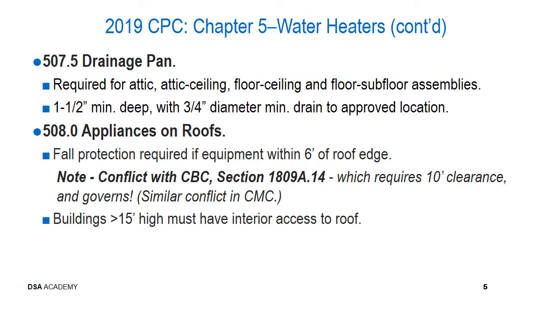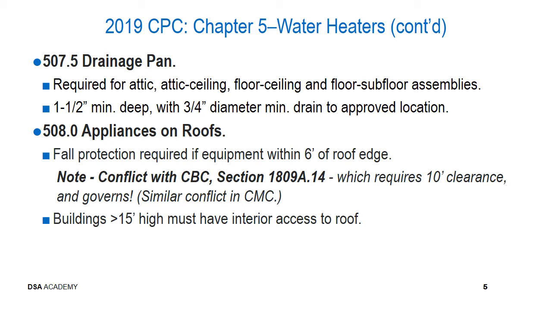You may also remember seeing in the last image that the water heater had a drainage pan located underneath it. The 2016 code expressed the first requirement for a drainage pan under a water heater that was installed in the attic area, or an attic ceiling area, a floor ceiling area, or a floor subfloor assembly. The drainage pan is supposed to be 1.5 inches deep minimum, and it's got to have a 3/4 inch diameter minimum drain, which drains to an approved location.